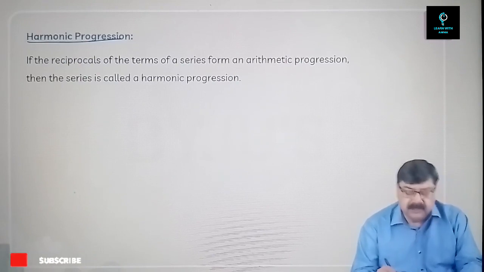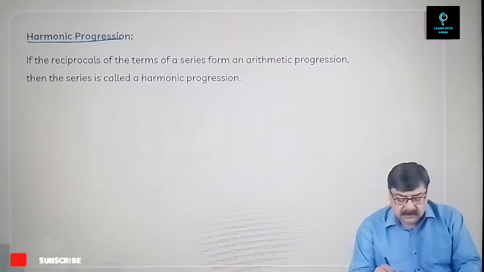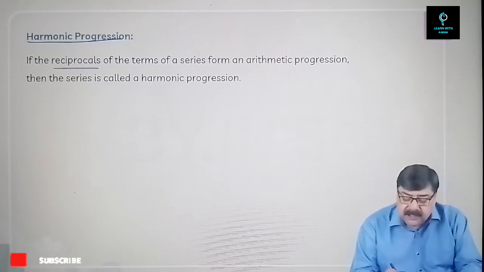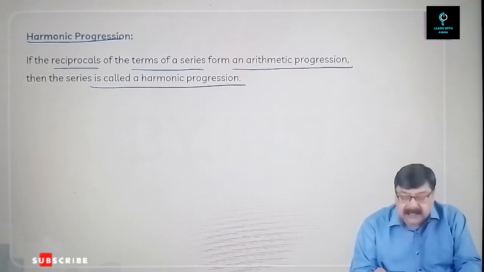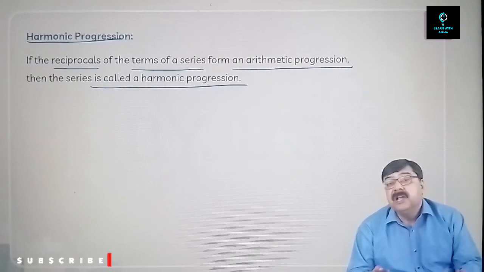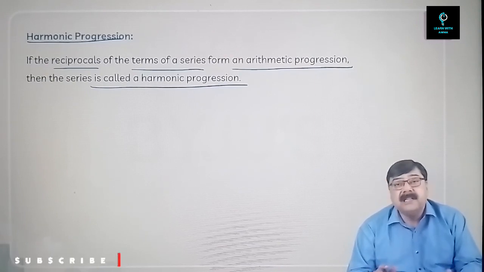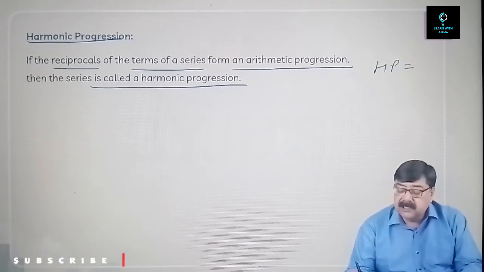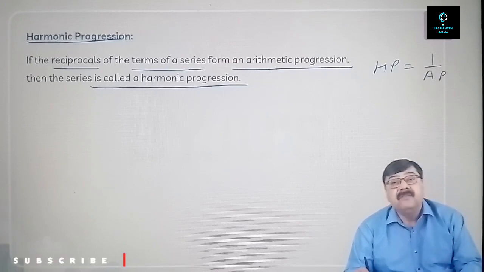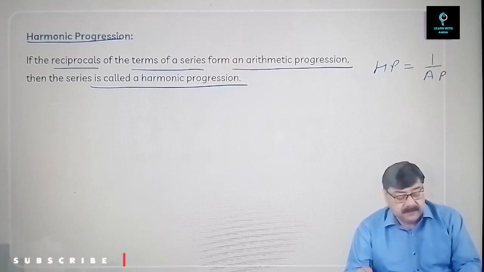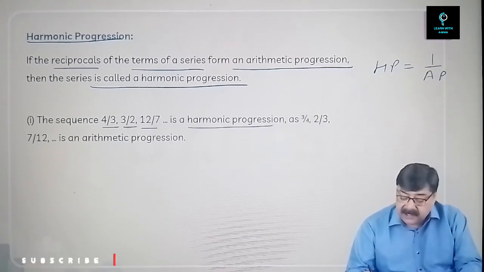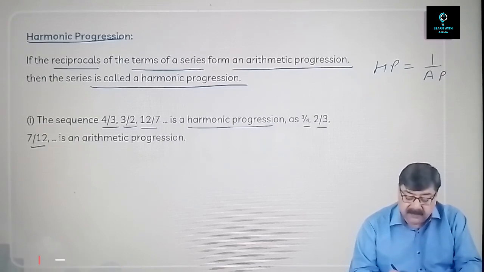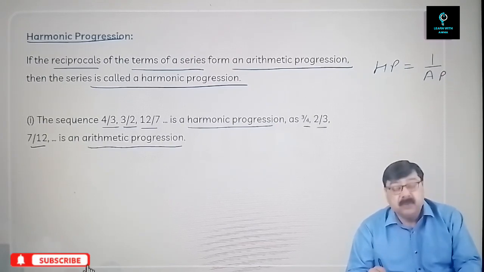Now harmonic progression, the third type of progression. If the reciprocals of the terms of a series form an arithmetic progression, then the series is called harmonic progression. So harmonic progression is nothing but the reciprocal of an arithmetic progression. Now there is a sequence 4 by 3, 3 by 2, 12 by 7. It is a harmonic progression as 3 by 4, 2 by 3 and 7 by 12 is an arithmetic progression.